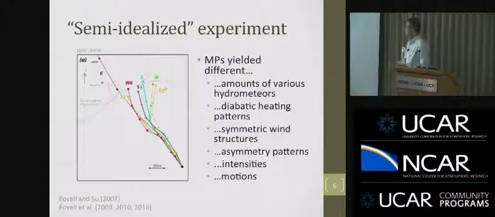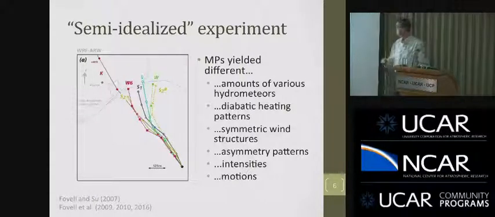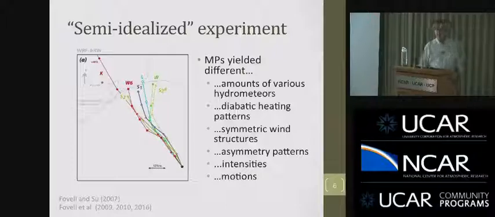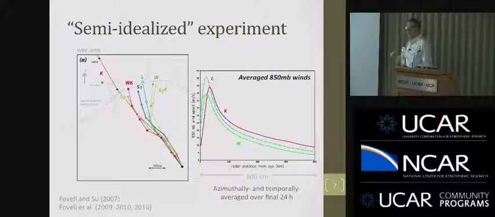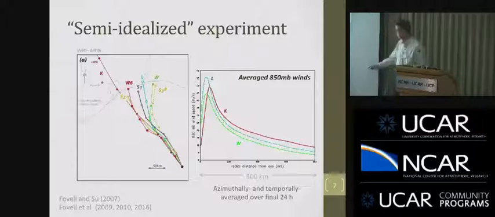So what's going on here is microphysics schemes yield different amounts of various kinds of hydrometeors. They result in storms that have different diabatic heating patterns. They have different symmetric and asymmetric wind structures, and they have different intensities and, clearly, as seen in the plot, different motions. Okay? So at least part of the reason, and probably a large part of the reason, that the storms move in different fashions and at different speeds is because they develop different outer core wind profiles. And that is being illustrated here.